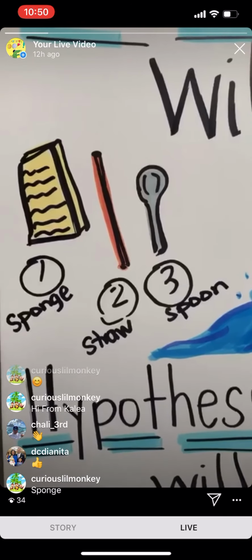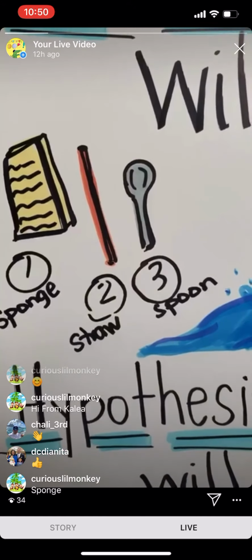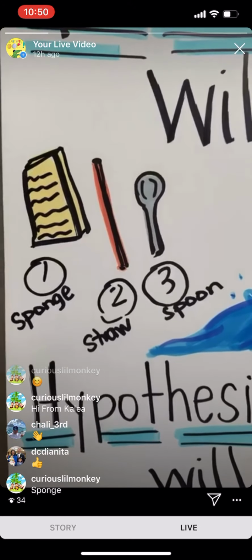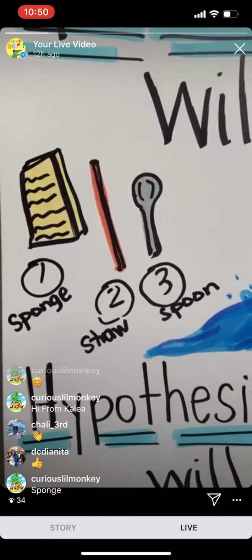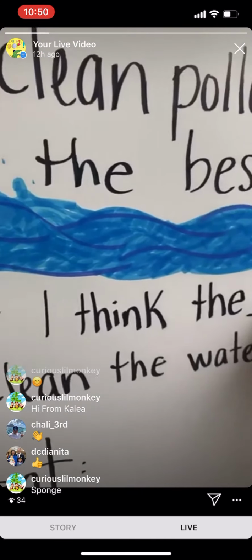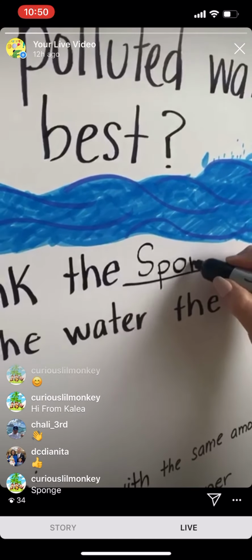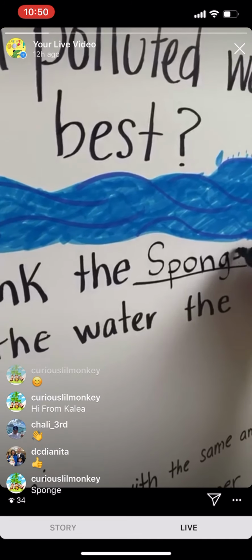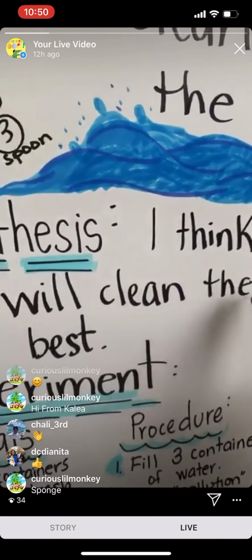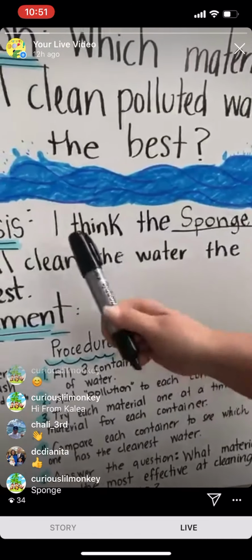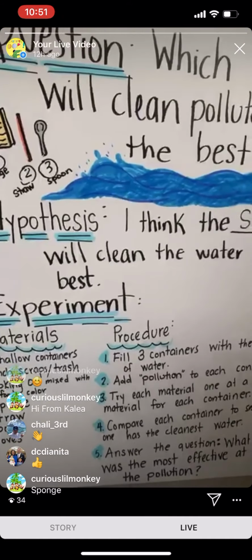Oh, okay, Kalia, hi Kalia. Kalia thinks the sponge. All right, so I'm gonna write that here. I think the sponge will clean the water the best. That's our hypothesis. That is our educated guess.